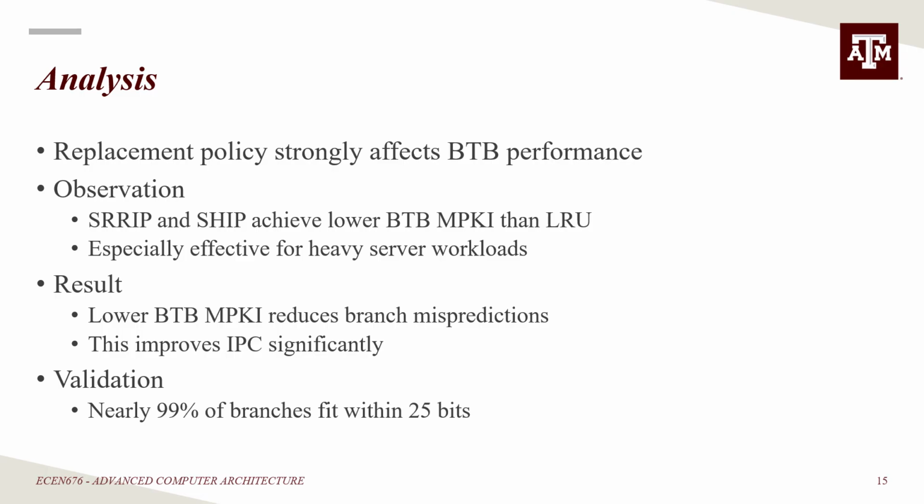Finally, as the BTB size increases, capacity becomes the dominant factor and policy differences almost disappear. So the key takeaway here is that optimizing how we store the branch targets gives us much larger benefits than optimizing how we replace them.